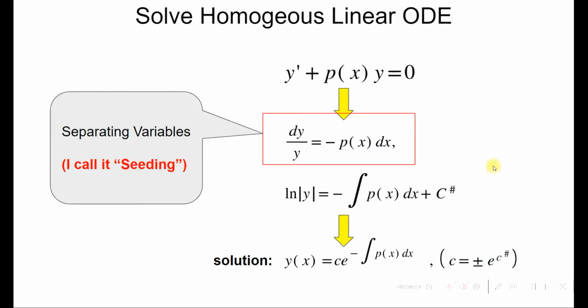In this slide, I want to demonstrate the process of solving a homogeneous linear ODE. This is a homogeneous linear ODE, and you can reshuffle the terms in a way that all the y terms are on the left side and all the x terms on the right side. And this is called separating variables. And this is the action of seeding that I was talking about in the previous slide.